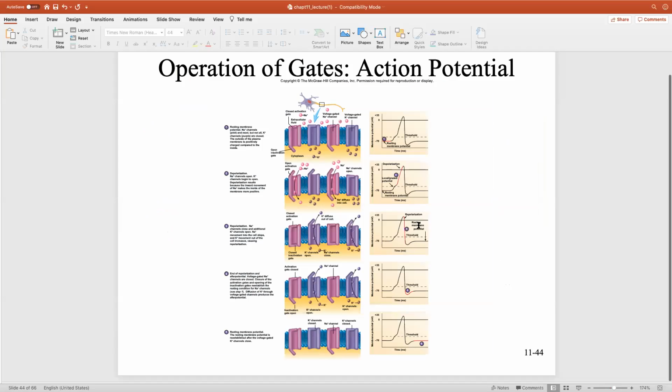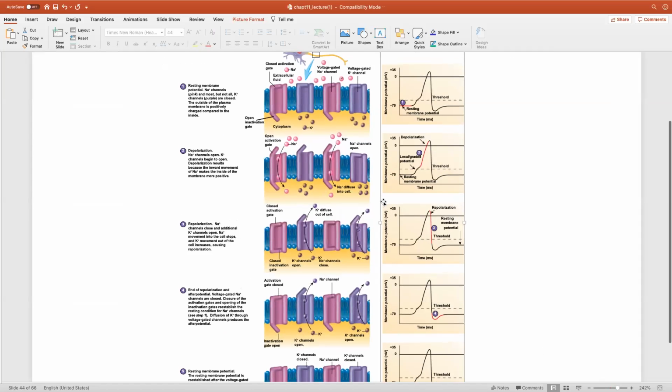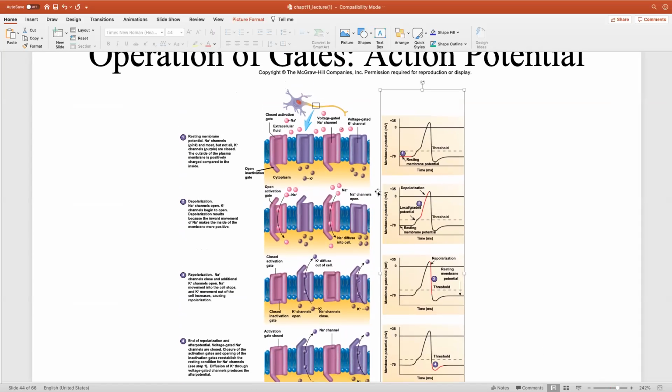So let's take a look. This one kind of shows right here what happens. And it's a good slide to show what channels activate, what causes what. So right here at resting membrane potential, our voltage-gated sodium channels are closed, right? Our voltage-gated potassium channels are closed. Nothing's happening. We're at the resting membrane potential. Now we do have potassium leakage channels that are always open, but it's not shown here.